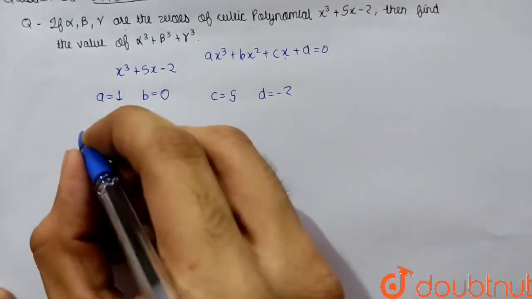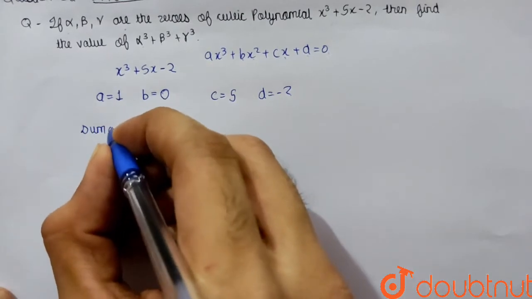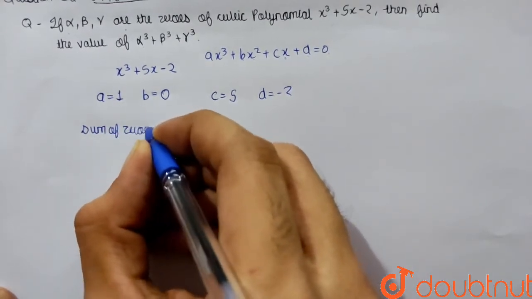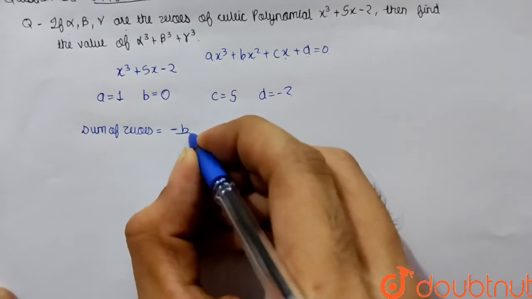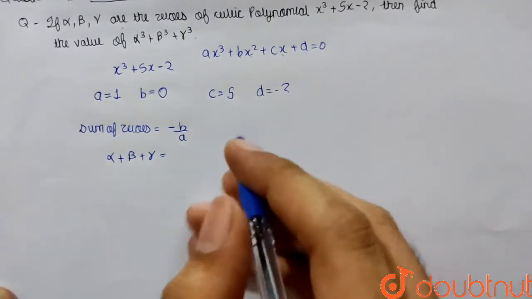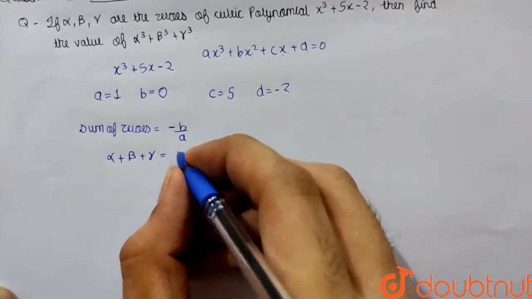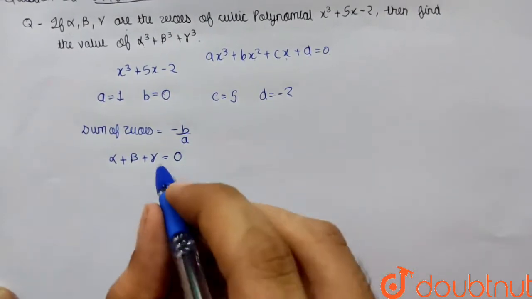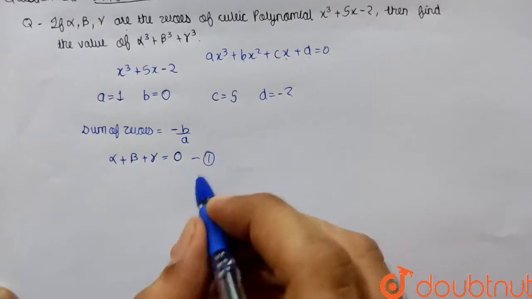So first of all, we know that the sum of zeros of a cubic polynomial is equal to minus b by a, which means alpha plus beta plus gamma is equal to minus b by a, which means 0 by 1 is 0. So we have alpha plus beta plus gamma as 0.